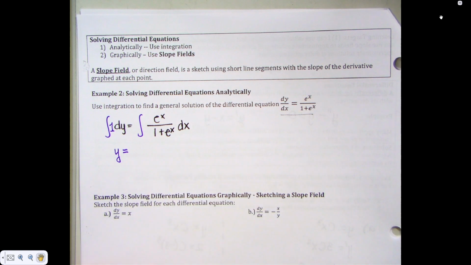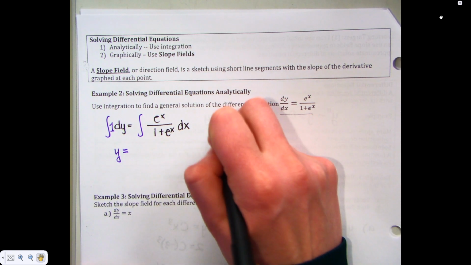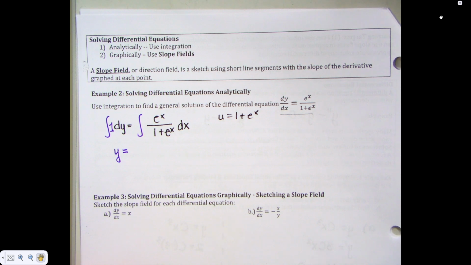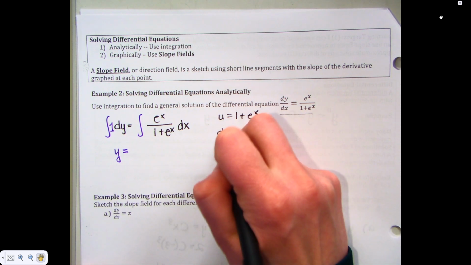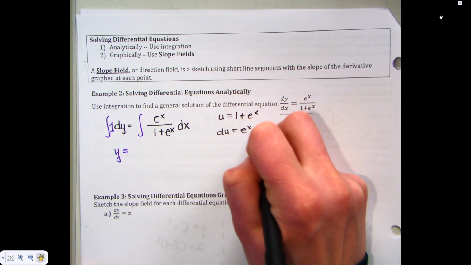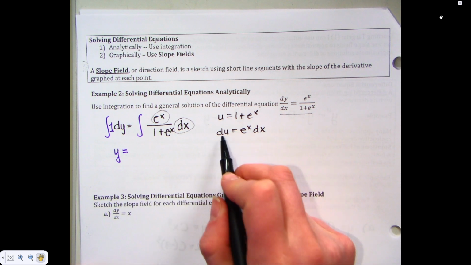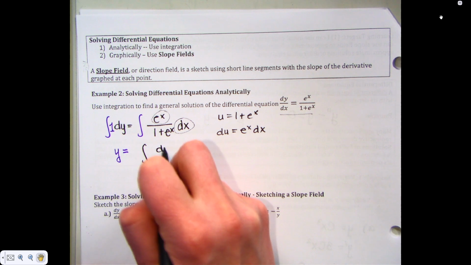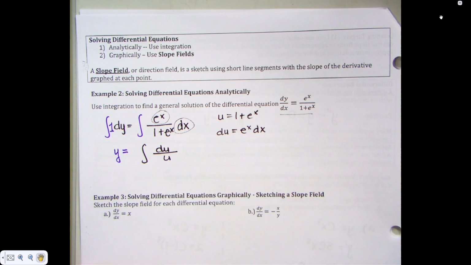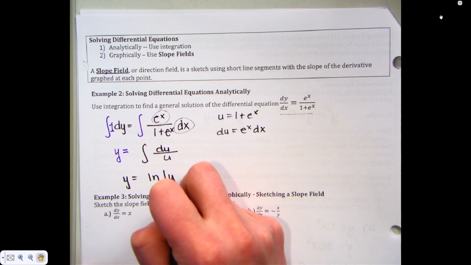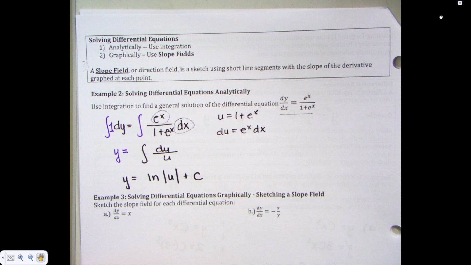Over here, I would have to get a little creative, right? I would need a very nice u substitution. If the denominator, 1 plus e to the x, is my u, then the derivative would be e to the x dx, which I have in my setup. So e to the x dx is going to become du, and over u. This is u to the minus 1. This is my logarithm. So y equals the natural log of the absolute value of u plus c.